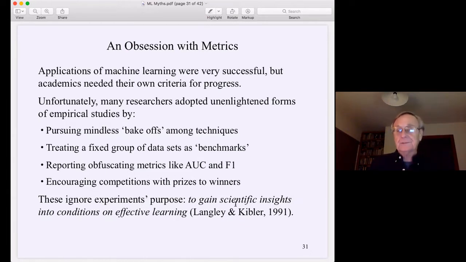And then, of course, there were competitions. These did not initially happen in machine learning until companies started to introduce them, but they're pretty common these days. And winners get prizes, and how is that advancing science? I'm just not sure. So the reason why this is all bad is because they ignored these great papers that Dennis Kibler and I wrote in the early days on how you should be doing experimental studies in machine learning, and why. The reason was not to show that you've got the best thing since sliced bread. It was to gain scientific insight into when machine learning is effective and when it's not, to understand the factors that influence success or failure. And that means benchmark domains isn't going to cut it.